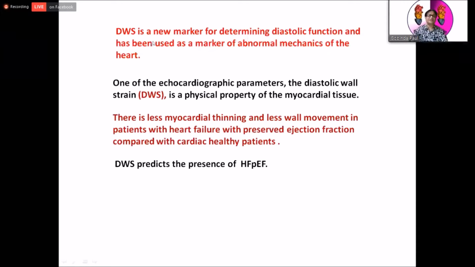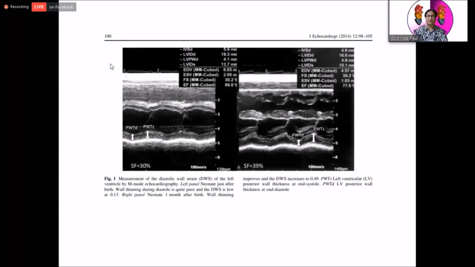Diastolic wall strain is a new marker for determining diastolic function, as I mentioned previously, and is also used as a marker of abnormal mechanics of the heart. One of the echocardiographic parameters, the diastolic wall strain, is a physical property of the myocardial tissue. Diastolic wall strain predicts the presence of heart failure with preserved ejection fraction. Here, in the technique, we measure the posterior wall thickness in systole and the posterior wall thickness in diastole. In this way, we can measure this.